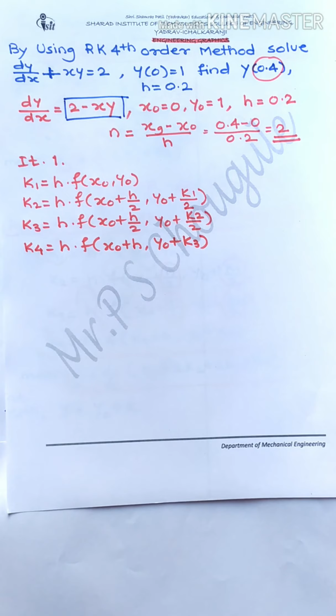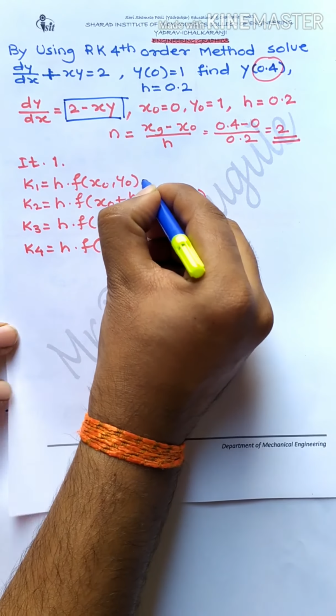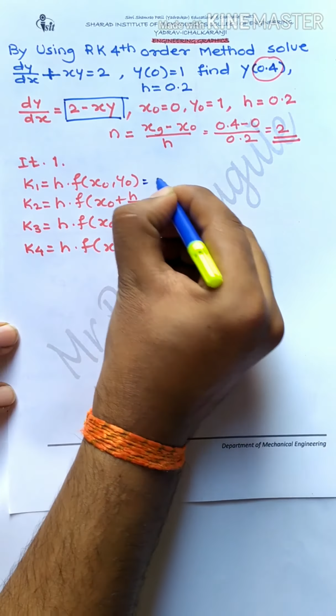So I will write only the functions and directly the values. Here the value of h is equal to 0.2, and we need to find the function at x0, y0. Currently x0 is equal to 0 and y0 is equal to 1. So if we put the values, we will get k1, which is 0.4.